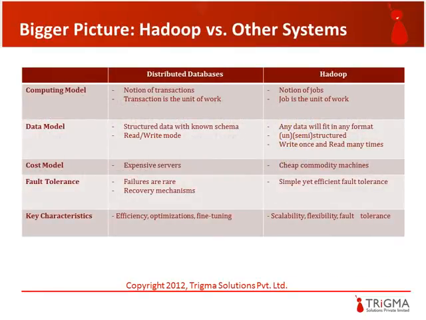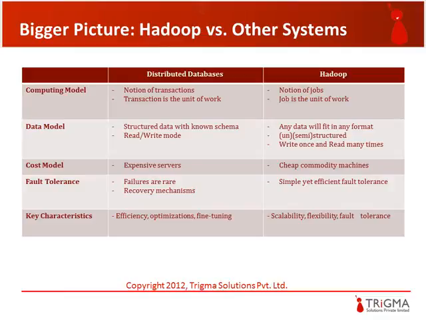Here I will explain the comparison between Hadoop and other systems. For the distributed database, the computing model is transaction, and for Hadoop it is jobs. The data model for distributed databases is structured data with known schemas, for example, a telephone directory. And the data model for Hadoop is semi-structured and unstructured data, for example, text, data from sensors, social media, videos, photos, etc.